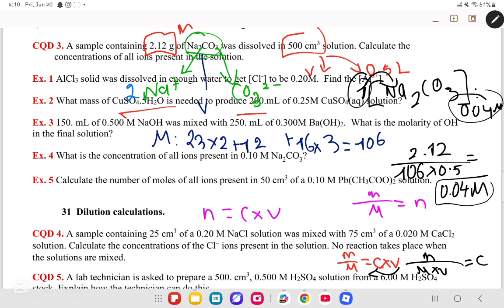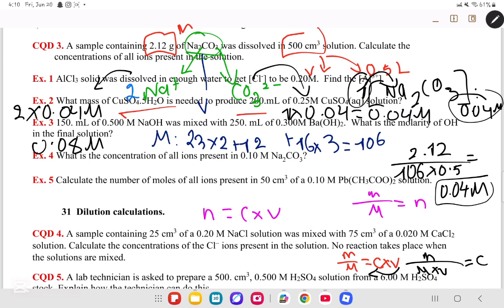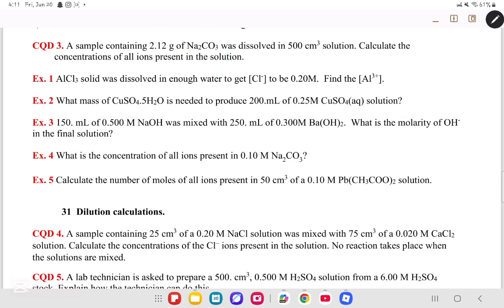What does this mean? This means if we have 2 Na plus, it's gonna give us 2 times 0.04 molarity, which is what? Which is 0.08 molarity. In the exam, put it based on what they want you, like the number of significant figures. And here it's gonna be 1 times 0.04, which is what? Which is 0.04 molarity. So that is it for CQD number 3. Let us move on to exercise 1.